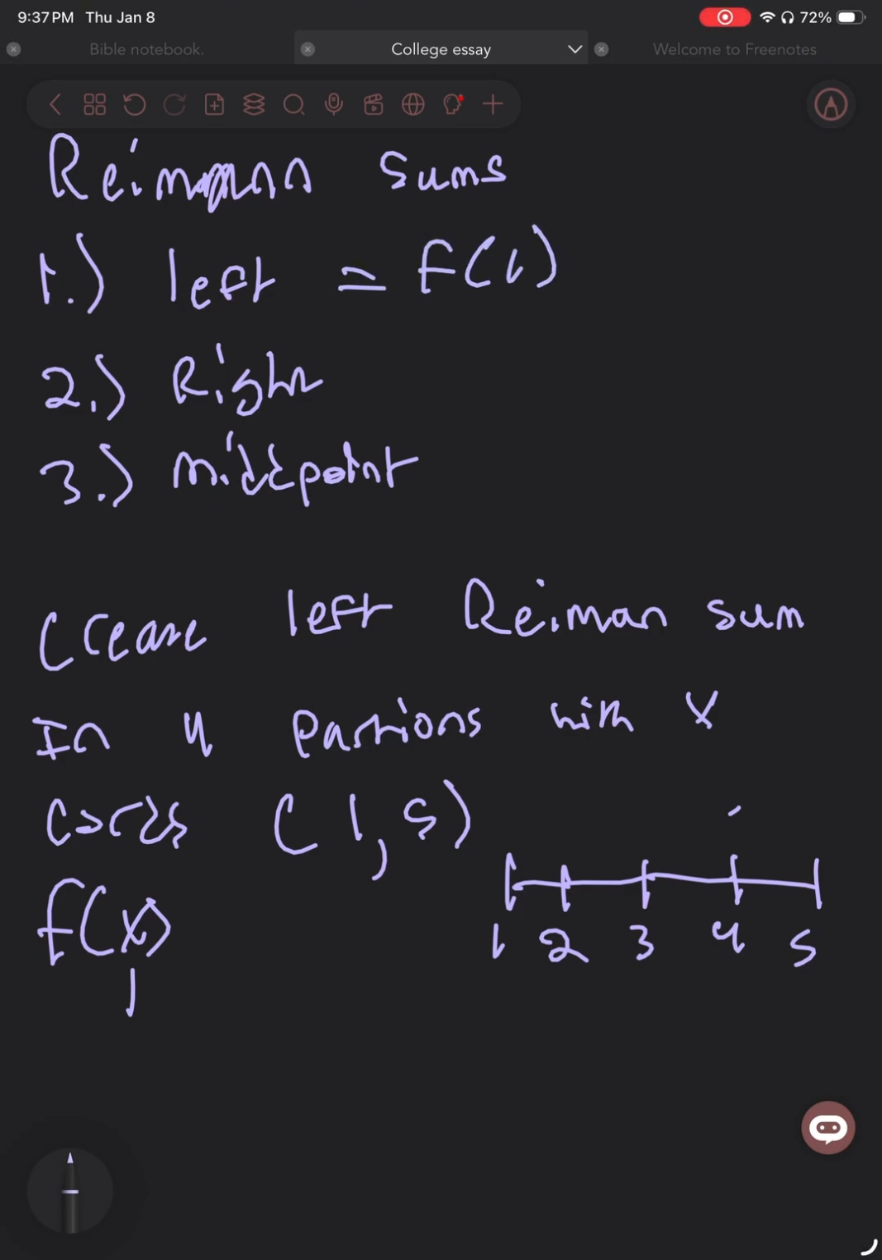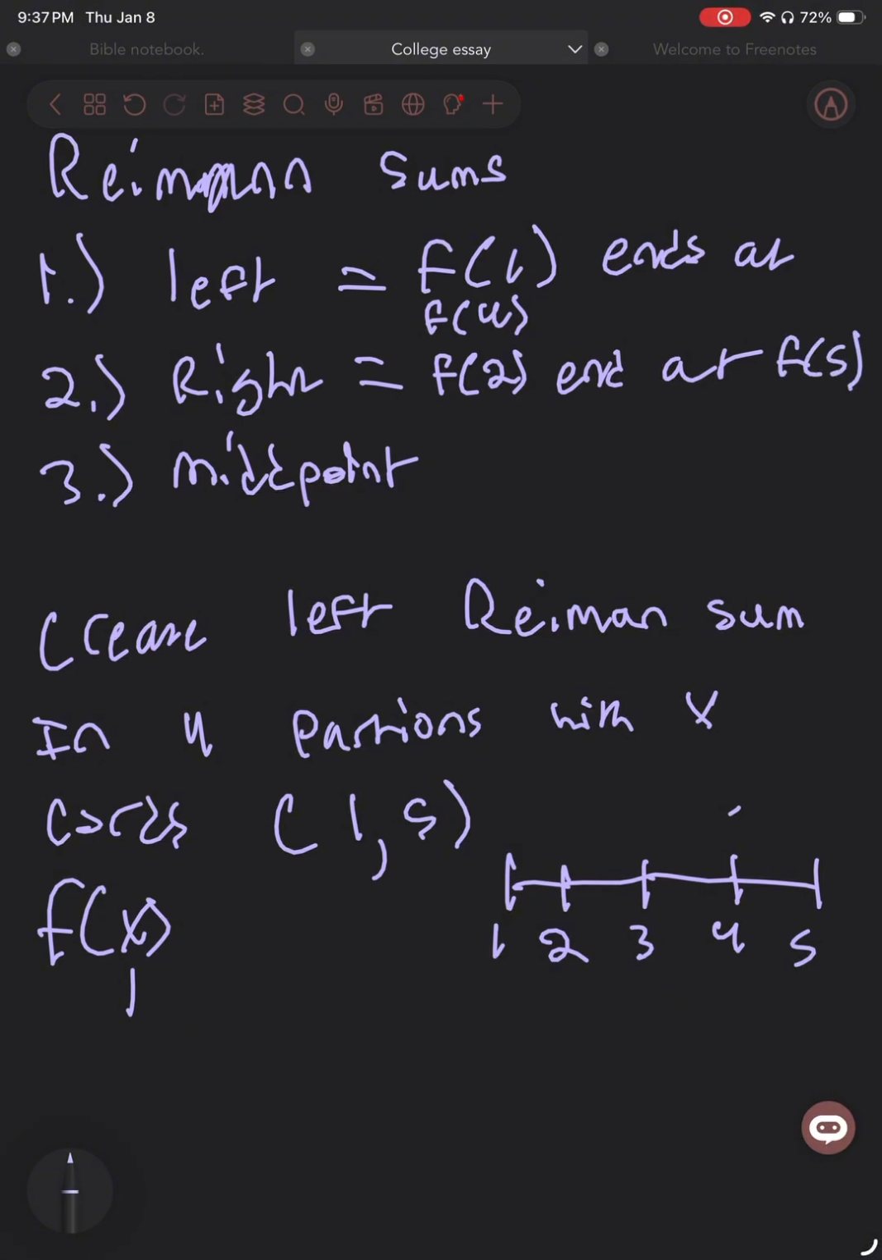If it was a left Riemann sum, then it ends at f of 4. If it was a right Riemann sum, you would want it to start at f of 2 and end at f of 5. So I hope you can see the difference there. Left, you're starting at the very first number of the x coordinates, and you're ending one before. But on the right Riemann sum, you're starting on one plus the first number, then ending on the very last x value.